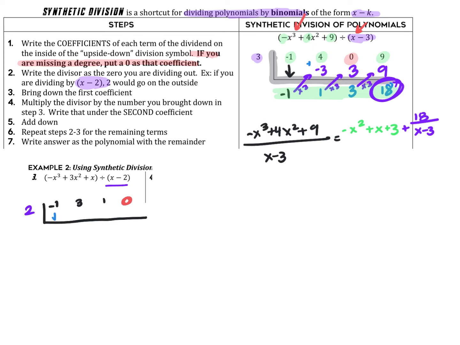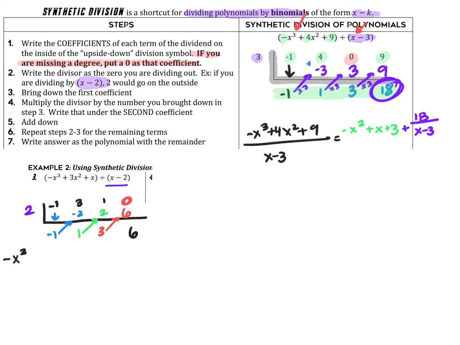I'm going to bring down my -1 and I'm going to multiply. -1 times 2 is -2. And then I'm going to add up and down. That gives me 1. 2 times 1 is 2. And then I'm going to add up and down. That's going to give me 3. 3 times 2 is 6. And I'm going to add up and down. That's going to give me 6.